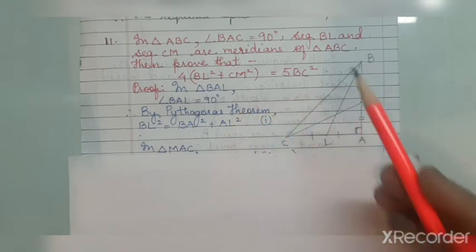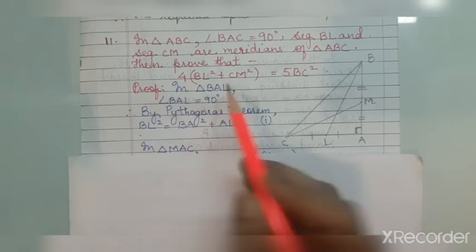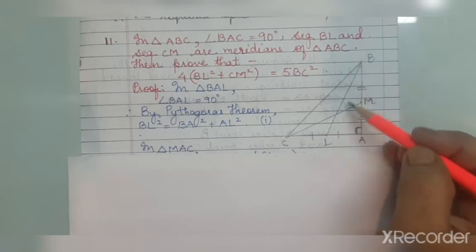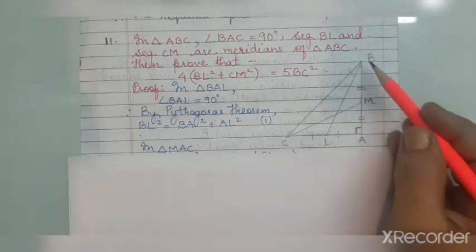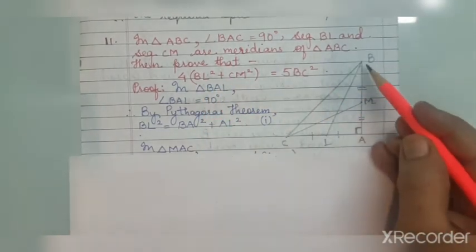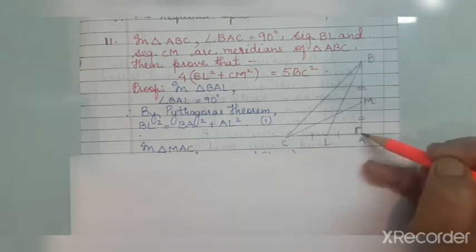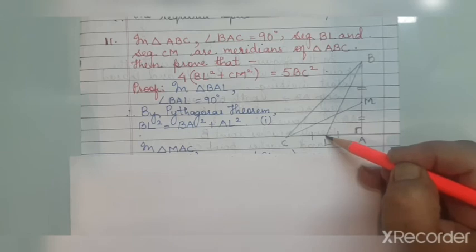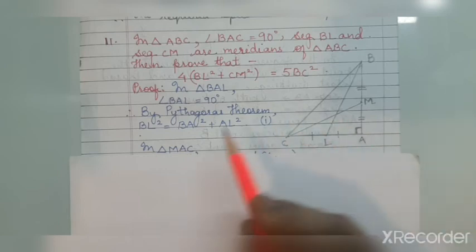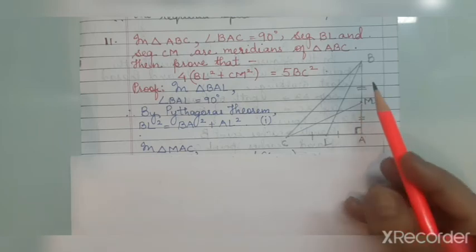Okay, so first we will start with triangle BAL. If you see triangle BAL, because if we take triangle BAL, then only we will get BL, which is there also here to find. So in triangle BAL, angle BAL is 90 degrees. Therefore, by Pythagoras theorem, BL square is equal to BA square plus AL square, which is written as statement 1.